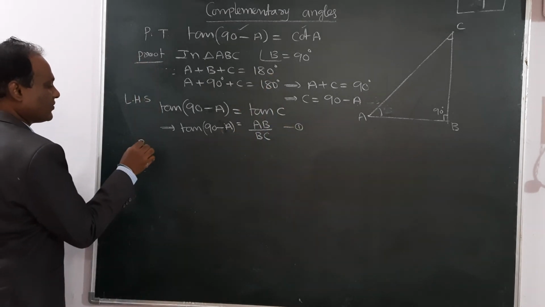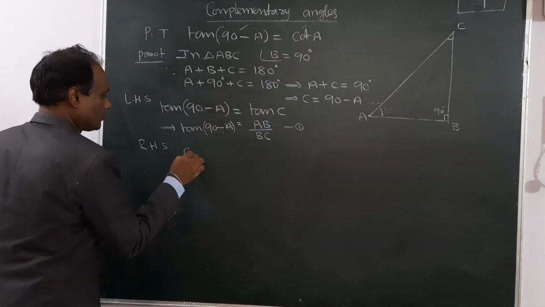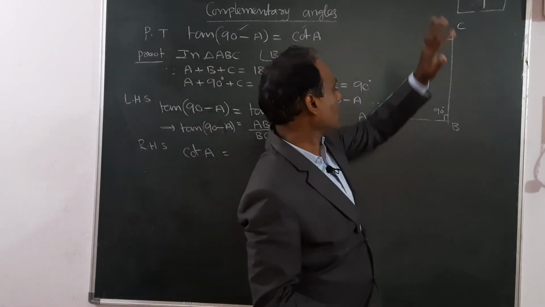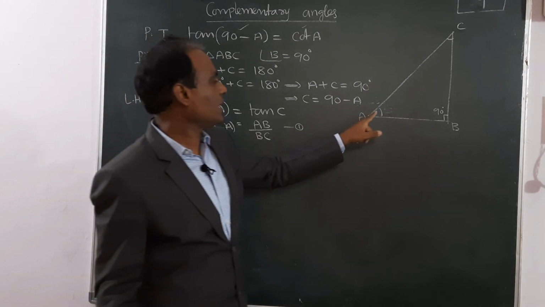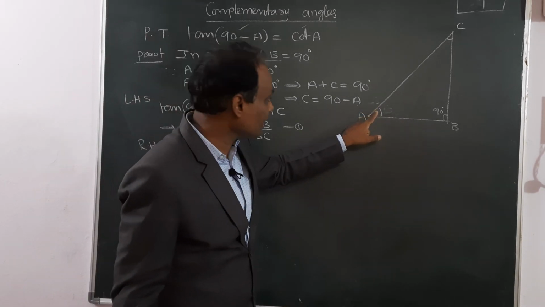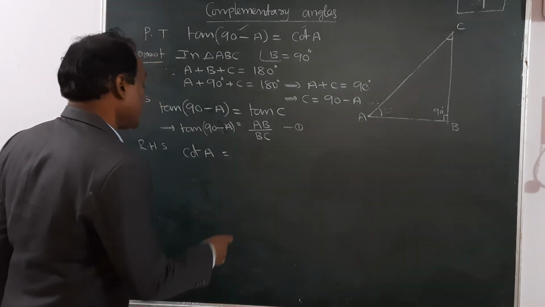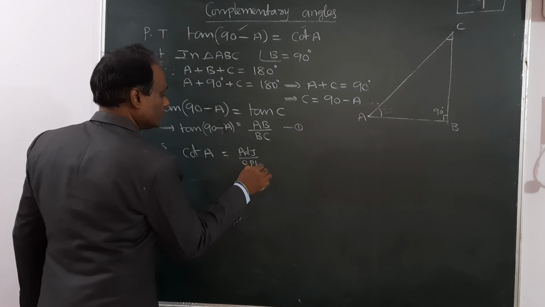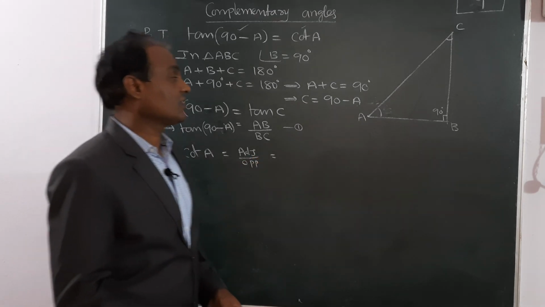Now take the right hand side. What is the right hand side? Cot A. Now forget about this angle. Now come to here. This is A angle. For this angle, what is the cot definition? Cot definition, adjacent by opposite. Cot definition is adjacent by opposite.